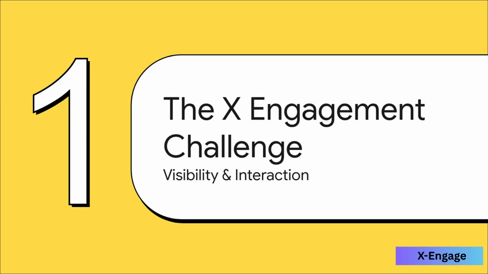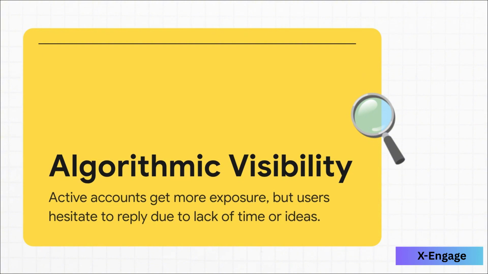Okay, so this brings us right to the heart of the matter, the X engagement challenge. Look, the modern reality of X is kind of simple, right? Engagement equals visibility. If you're not interacting, you're pretty much invisible. You see, the platform's algorithm is literally built to reward active participation. It gives a boost to accounts that are always part of the conversation. But that's the real trick, isn't it? Consistently coming up with meaningful replies is a massive hurdle for so many people. Creators, professionals, you name it.